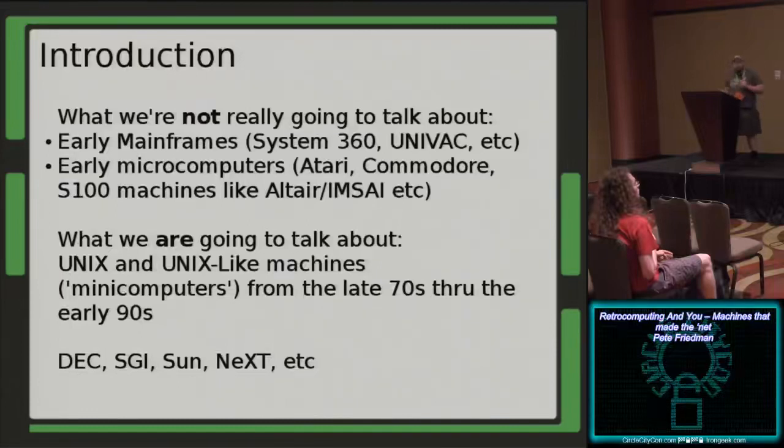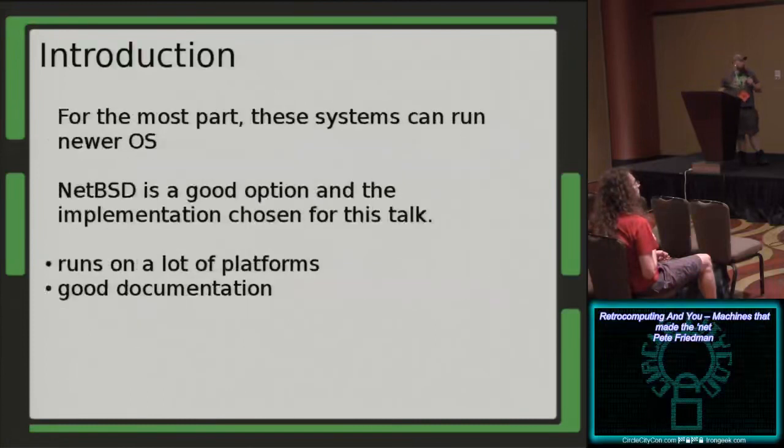What I am going to talk about is Unix machines from about the mid-70s to the early 90s. So going from Digital Equipment Corporation, Sun Microsystems, SGI. The reason for that is these machines, first of all, can run more modern operating systems. Right? You can throw NetBSD on these things, it just runs everywhere. And that's actually the reference platform for this talk, NetBSD. It also has fairly good documentation.